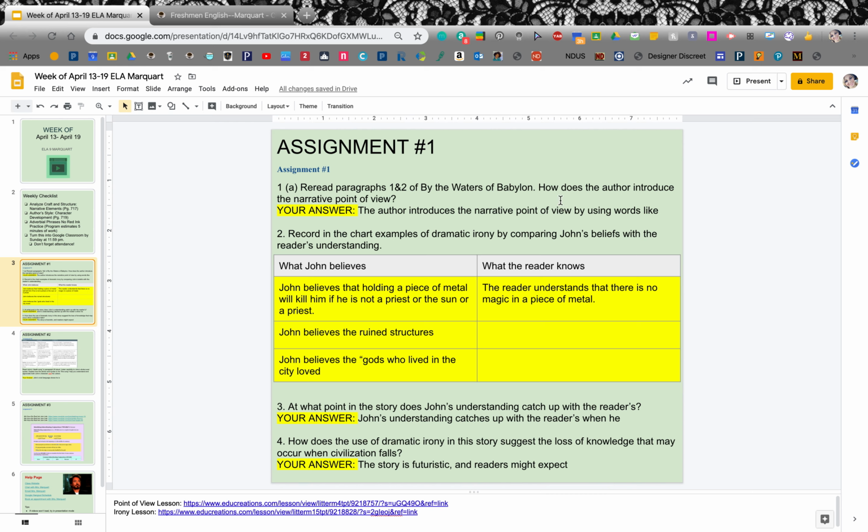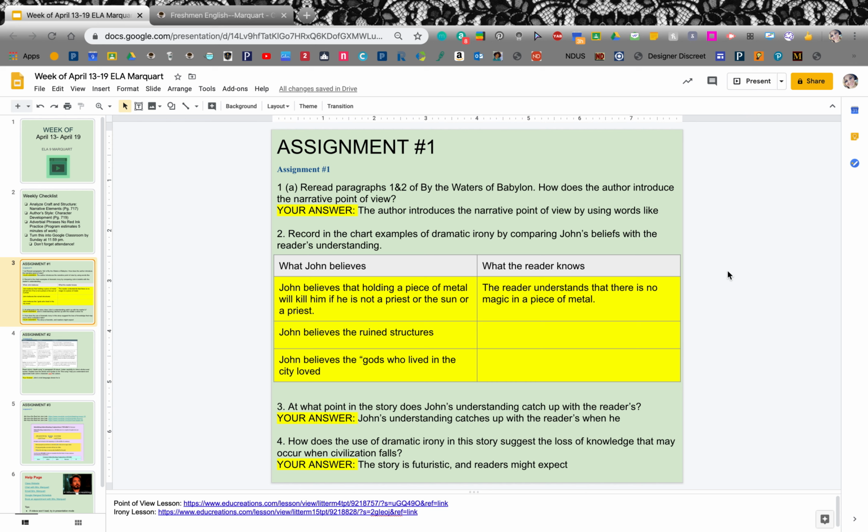It says, reread paragraphs 1 and 2 of By the Waters of Babylon. How does the author introduce the point of view narration that's used? So it's either going to be first, third person objective, third person omniscient, something, okay? So what key words are the red flags that tell you if it's first person or third person? The author introduces the narrative point of view by using words like what's in paragraphs 1 and 2 that tell us if it's first, third person objective, or third person omniscient. Okay, number 2.